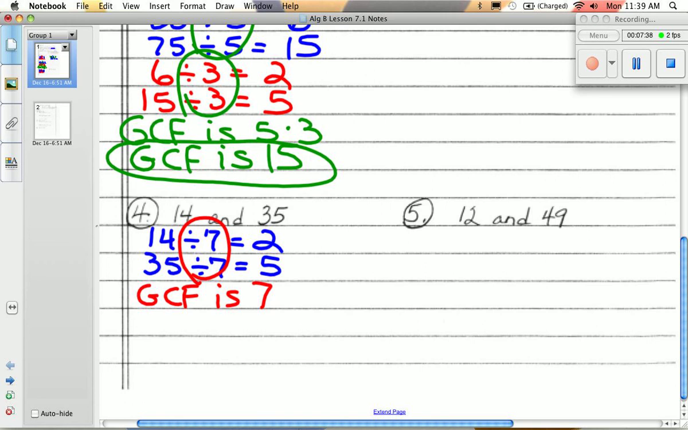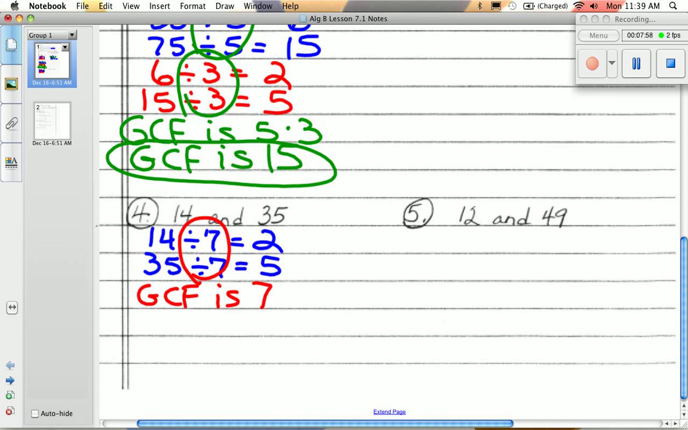Okay, how about number 5? 12 and 49. Sometimes the first thing you want to try is just take the smaller one into the larger one. Is 12 going into 49 nicely? No. Okay. Then I look at it and say, well, what are some things that go into 12? Maybe they go into 49.